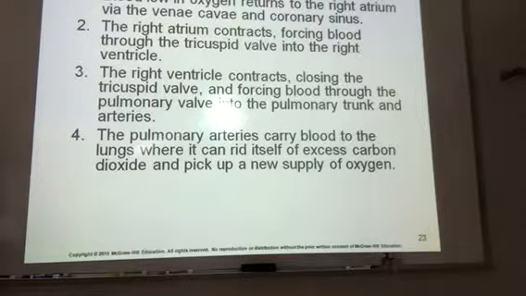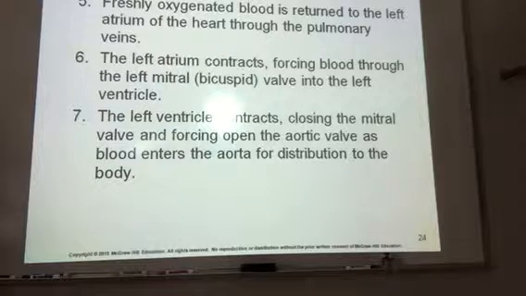Those arteries take blood to the lungs, where they get rid of carbon dioxide and pick up oxygen. Once the oxygen is picked up, it goes to the left side of the heart, starts in the left atrium, contracts, goes through the bicuspid valve into the left ventricle, contracts, sends blood out the aorta, and then throughout your entire body.